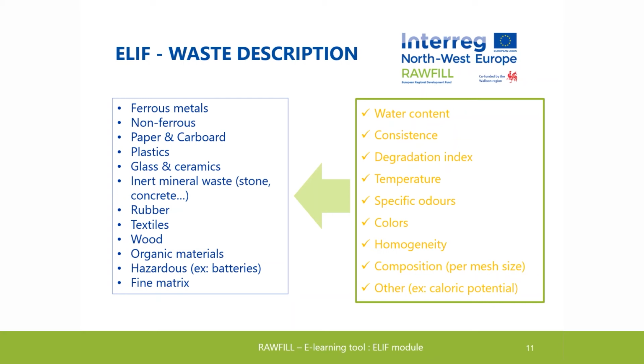The waste composition has been standardized regarding the waste interest for valorization: ferrous and non-ferrous metals, paper and cardboard, plastics, glass and ceramics, mineral waste. Please note that ELIF is applicable for domestic waste as well as inert or industrial hazardous waste. It is important to describe the global waste composition, but also the composition per size fraction, in order to select suitable on-site and off-site sorting methods.